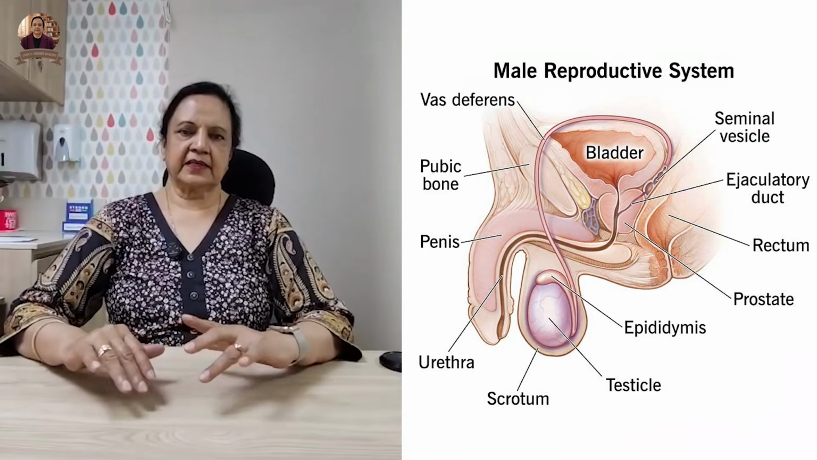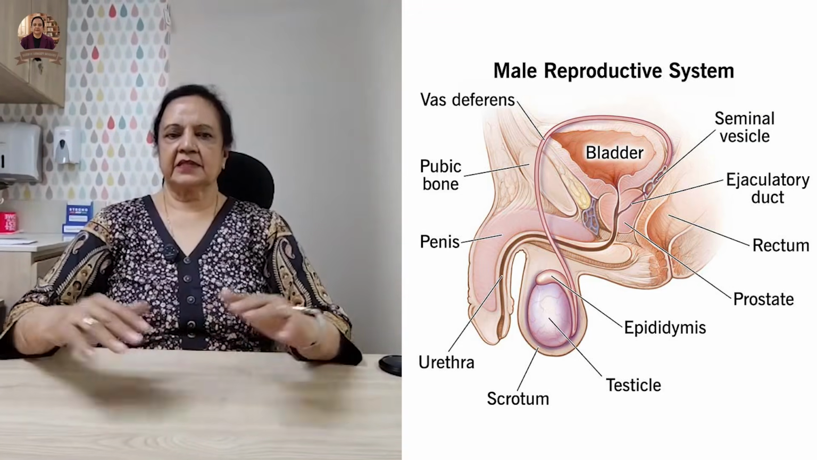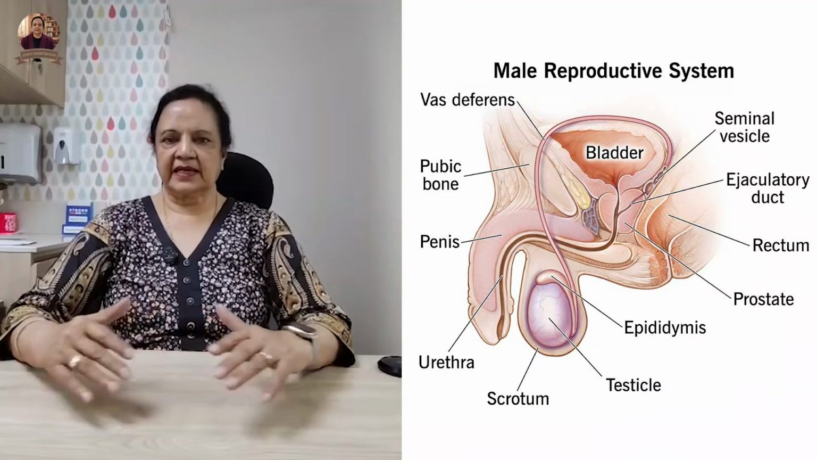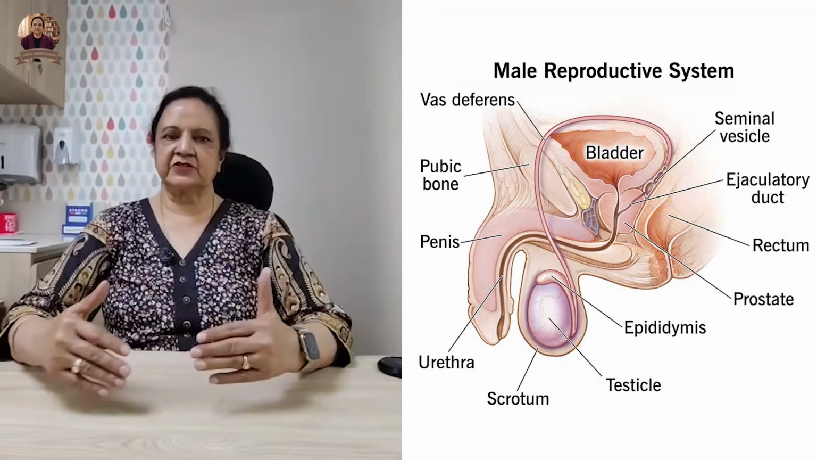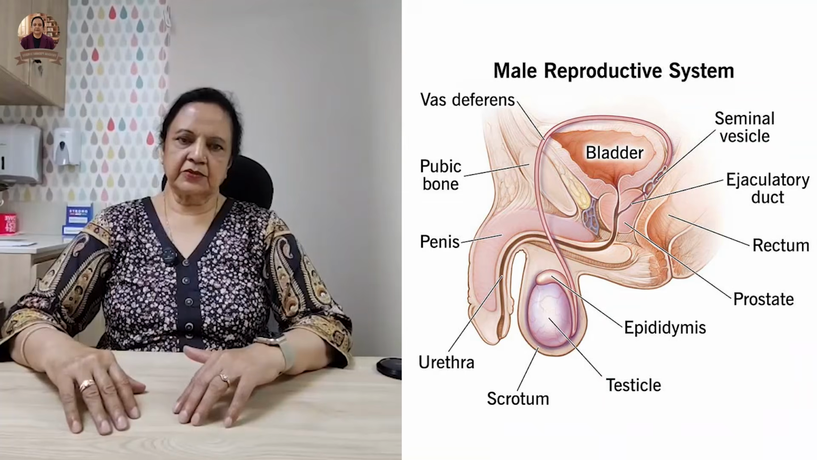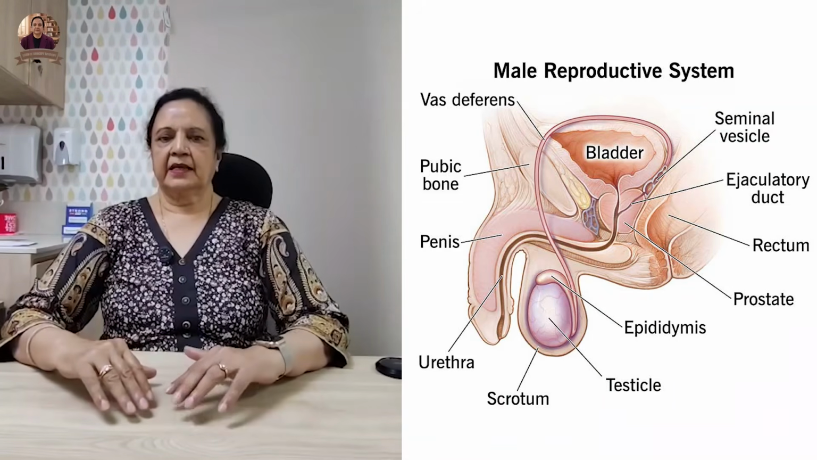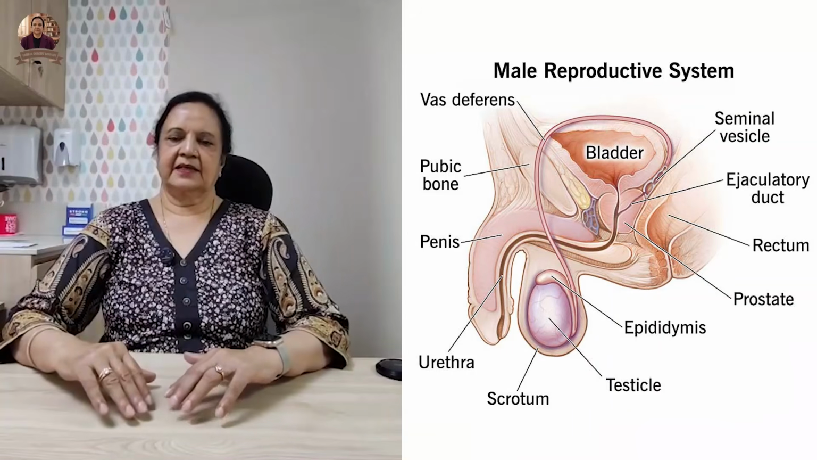Now, the structure and function of epididymis. The epididymis is a long coiled tube that lies along the border of each testis. It has three parts: the caput or the head, corpus or the body, and cauda or the tail.